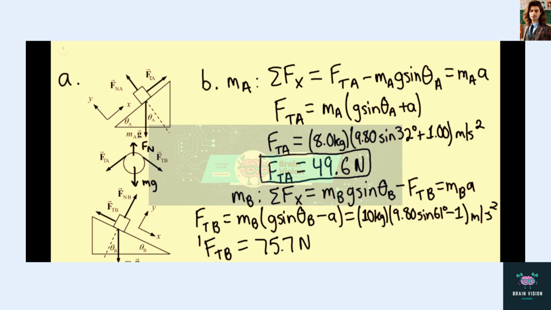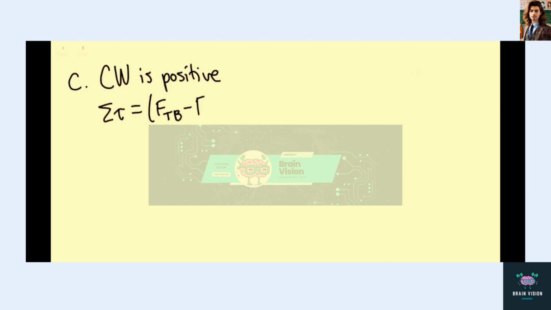Now for part C, the net torque on the pulley is caused by these two tensions. We're going to say that clockwise is positive. So when we're trying to calculate the torque, the sum of the torques would be equal to the force tension sub B minus the force tension sub A times radius r. So this would be 75.71 minus 49.55. Let's not round until the very end.